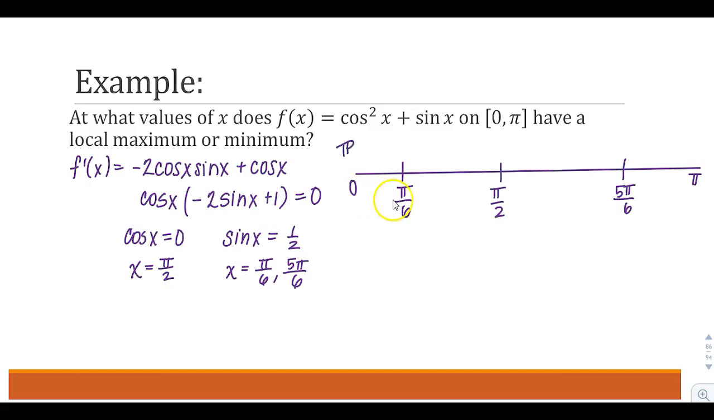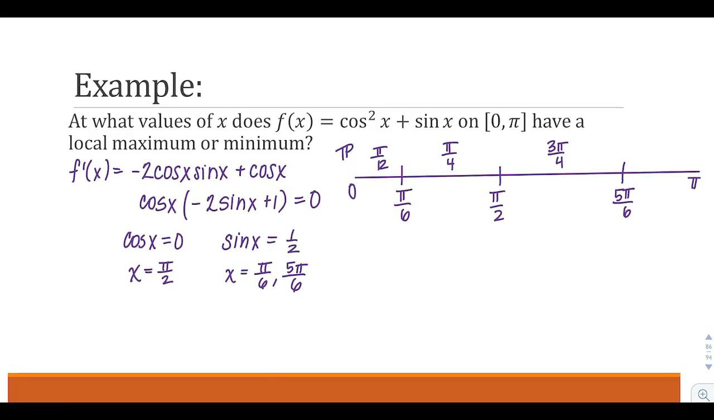So now we'll go ahead and pick our test point values. So here, between 0 and pi over 6, this is 1/6 pi. So what's smaller than 1/6? Well, I'm just going to cut it in half and say pi over 12. Between pi over 6 and pi over 2, I'll choose pi over 4. Between pi over 2 and 5 pi over 6, I'll pick 3 pi over 4. And bigger than 5 pi over 6, I'm going to choose 11 pi over 12. And we want to know what happens to the sign of f prime to tell us about f.